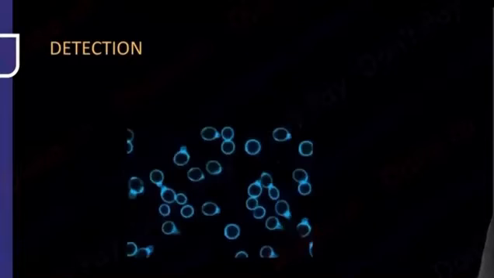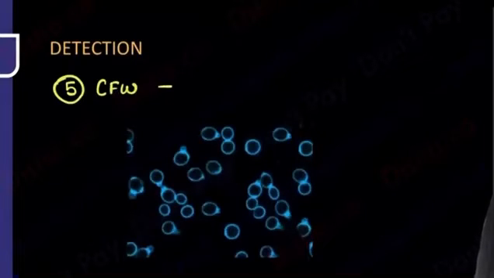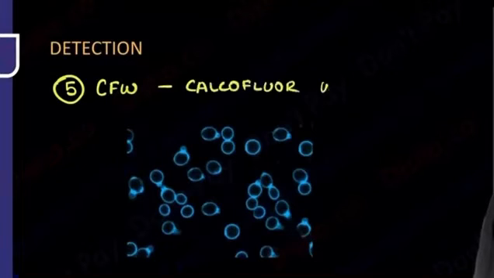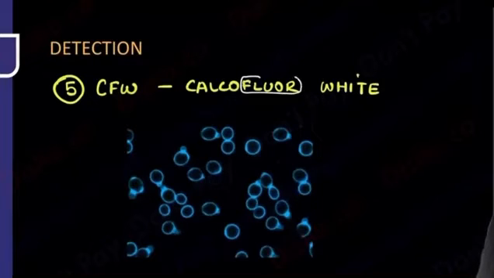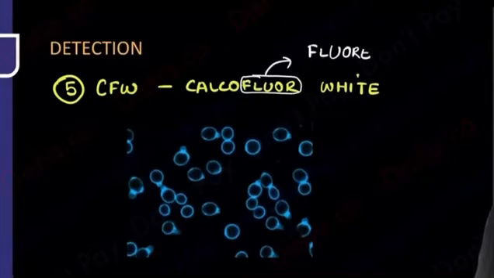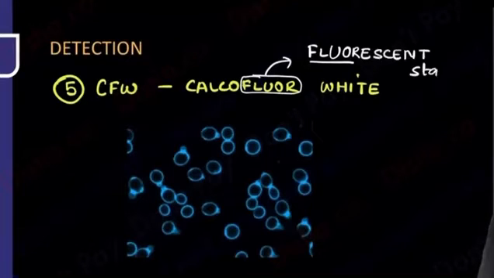Finally, coming to the fifth one, known as CFW. What is CFW? It is calcofluor white. Now, there is a very interesting mnemonic behind it. Please remember, when I talk about calcofluor, the fluor word will remind you that this is a fluorescent stain. See, the fluor word is reminding you that this is not a regular stain, this is a fluorescent stain.